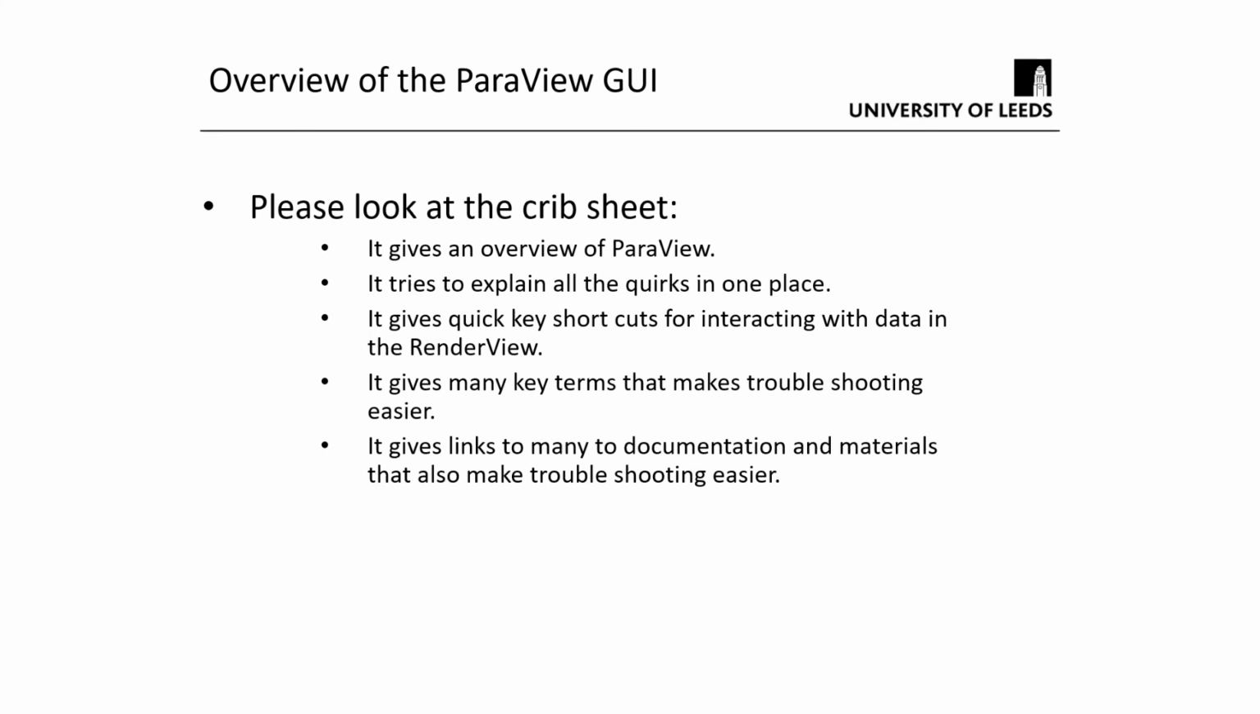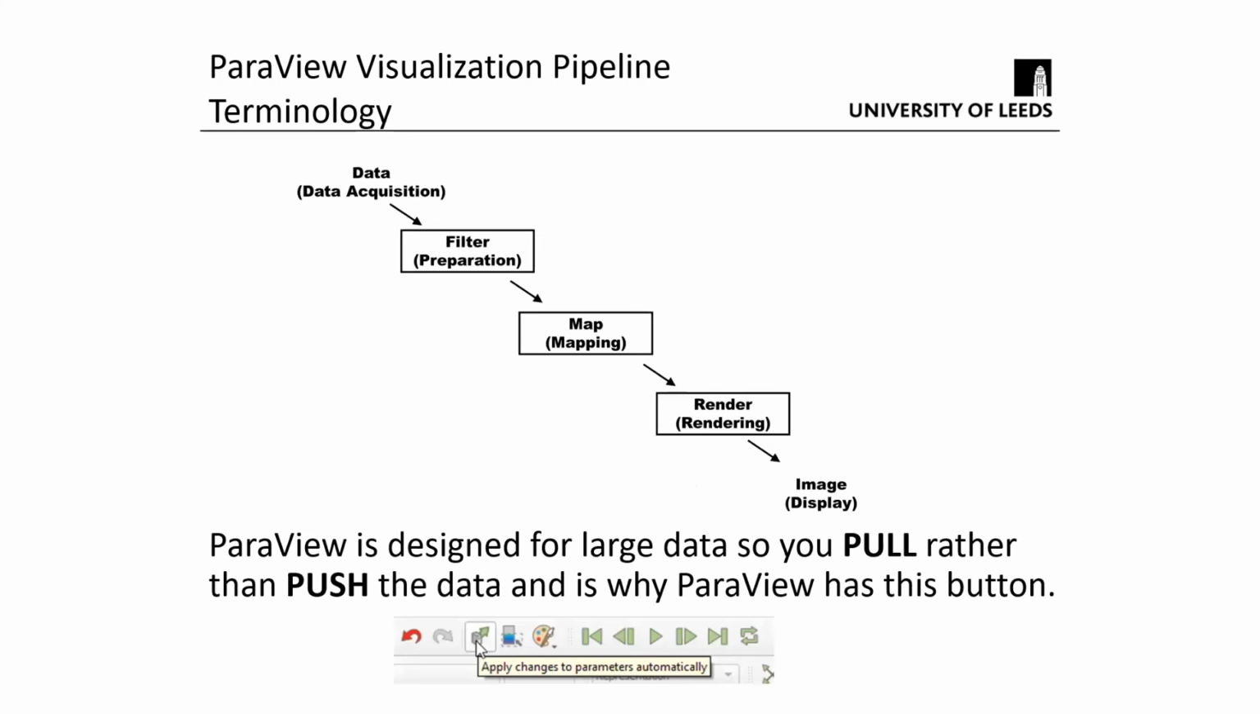I've created 2 crib sheets, one for ParaView just plain and one for Python with ParaView. There are quite a few quirks in ParaView and issues around where the user interface is, so I've tried to put them on the crib sheet so that you can keep that with you at a later date and find out information. It gives you information on quick key shortcuts, all the key terms, and how the names of all the menus are laid out so you can find things more quickly. And it links to documentation and other materials to help you with troubleshooting, because that's one of the things you'll need to do.